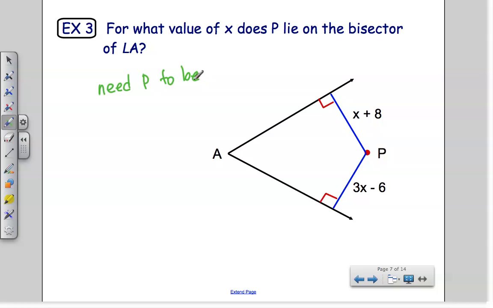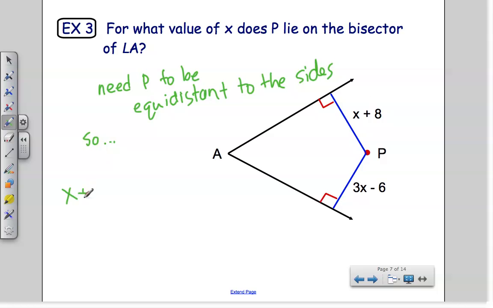I need P to be equidistant to the sides, because then by the converse of the angle bisector theorem, P would be on the angle bisector. I need P to be equidistant to the sides of the angle. So what I want to have happen is that x plus 8 would have to be equal to the distance 3x minus 6. And solve and find x.